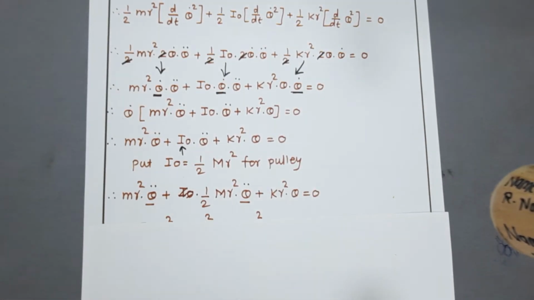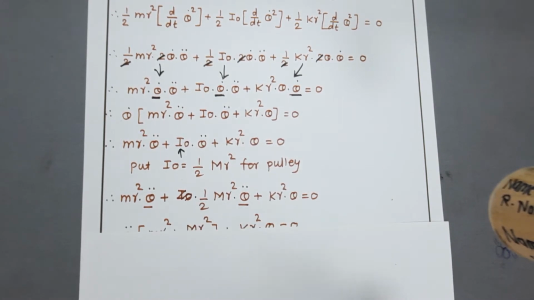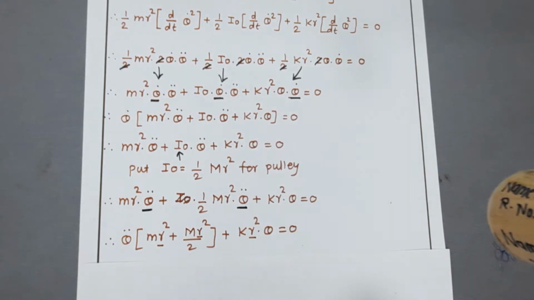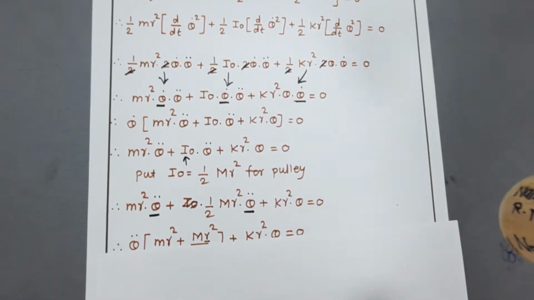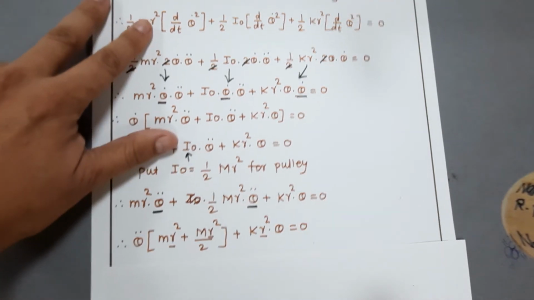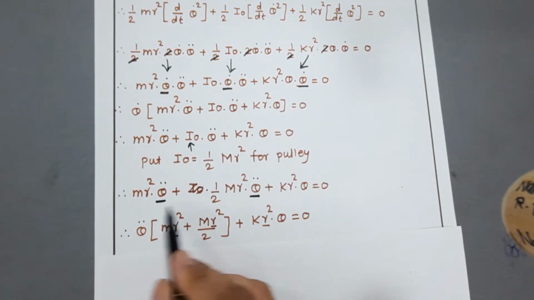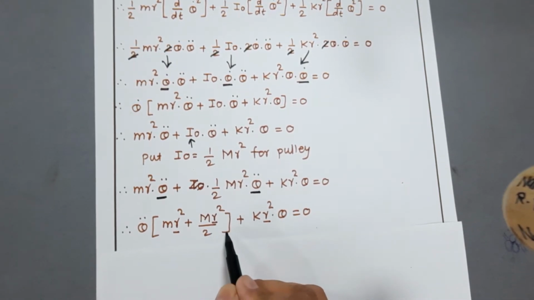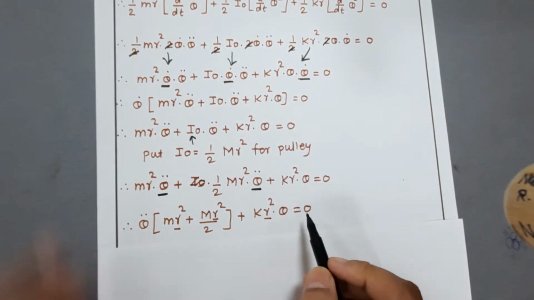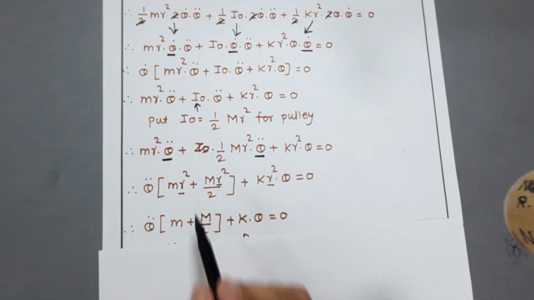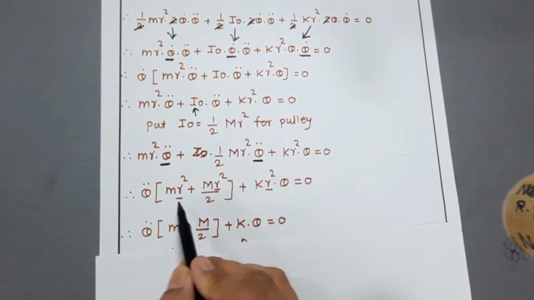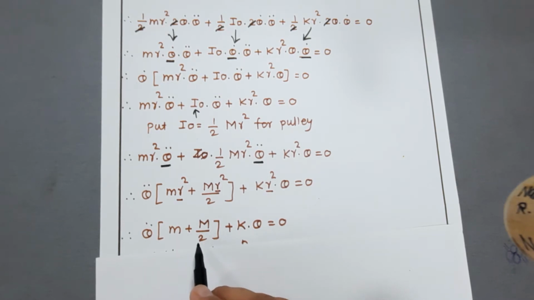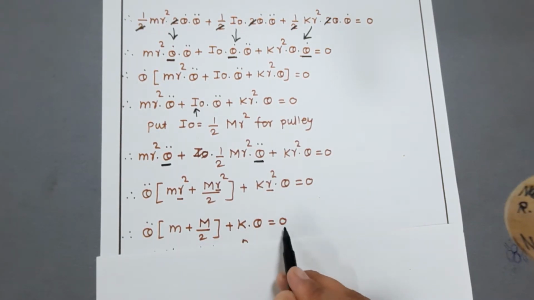So we have this value. Now further, if you observe this equation carefully, theta double dot and theta double dot are present here, so we are going to take theta double dot common. Taking it common from these two terms, we get theta double dot into bracket m r² plus capital M r² divided by 2, bracket complete, plus k r² into theta is equal to 0. Now further, if we take r² common and remove it, we have theta double dot into bracket small m plus capital M by 2, bracket complete, plus k into theta is equal to 0.